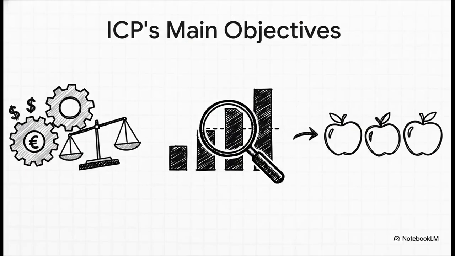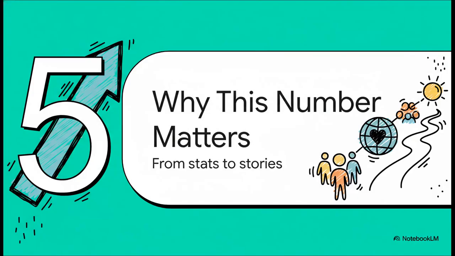So their whole mission is pretty straightforward. First, produce the PPPs we've been talking about. Second, create indexes so you can compare price levels across countries. And third, use all that to convert GDP into a common currency so we can finally make real apples-to-apples comparisons of economic output. And this is where it all comes together. This isn't just some academic exercise for economists. No way. These numbers are absolutely essential for understanding some of the most important human stories on our planet.